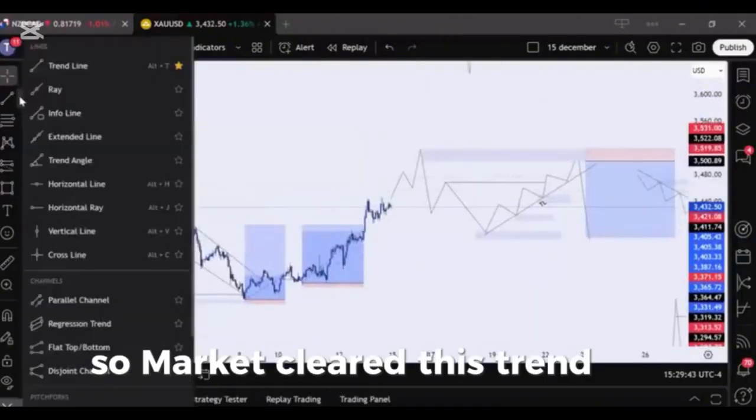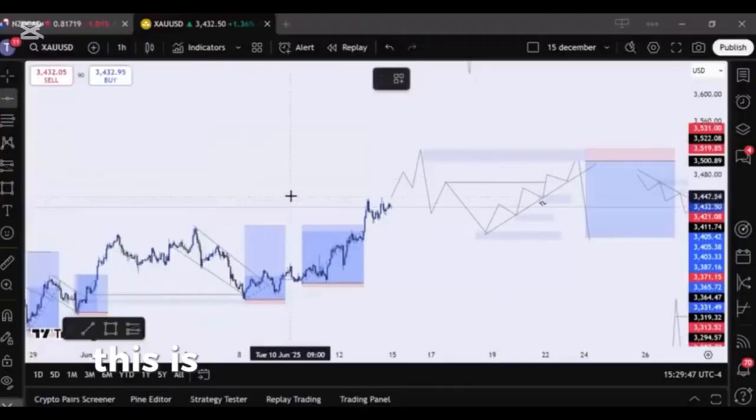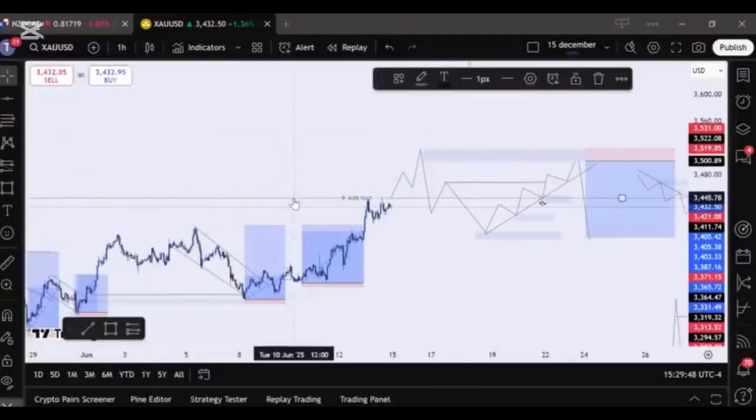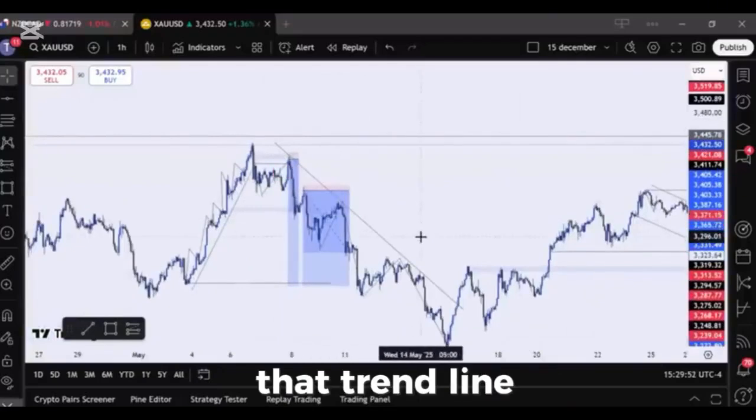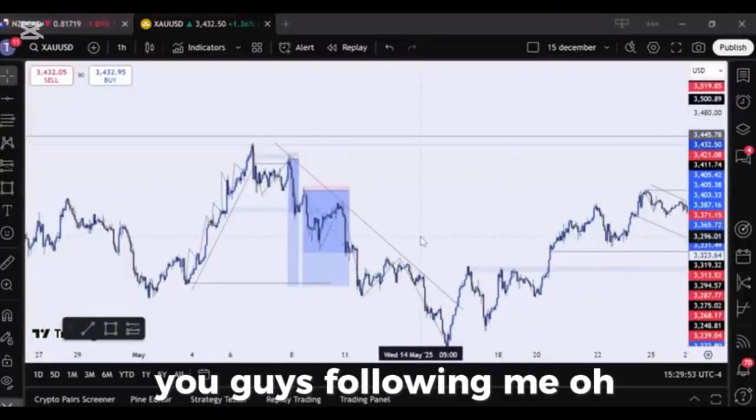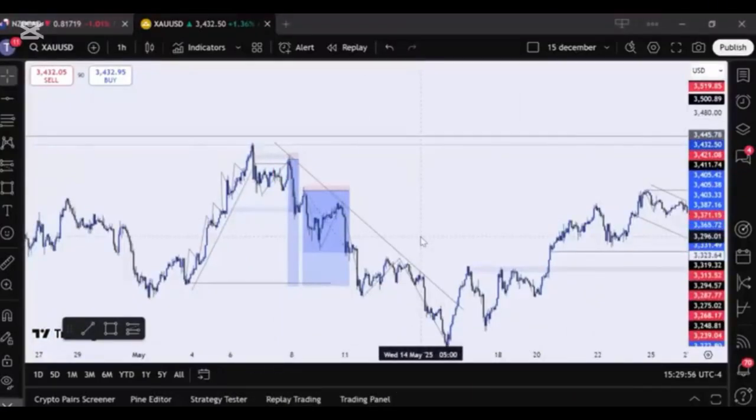So market cleared this trend line liquidity. This is where market currently is now. And what did the market eventually do? It cleared that trend line liquidity. You guys following me up? Please pay attention. You guys following me up?